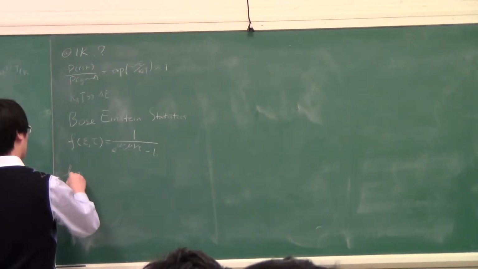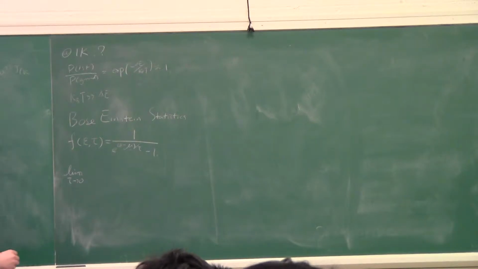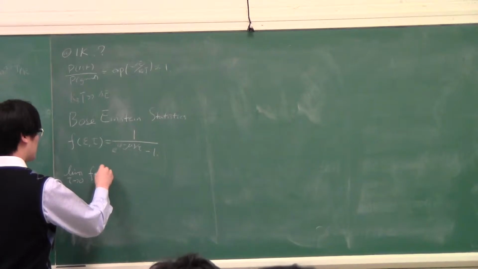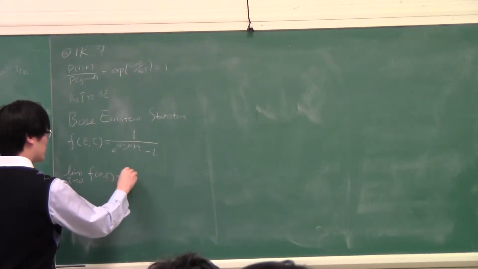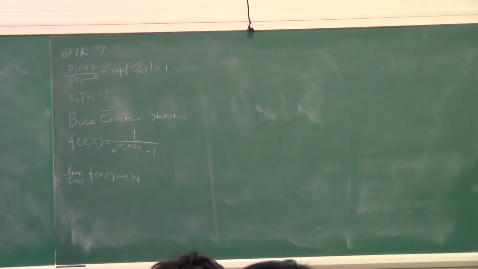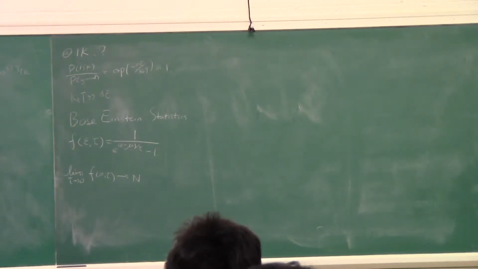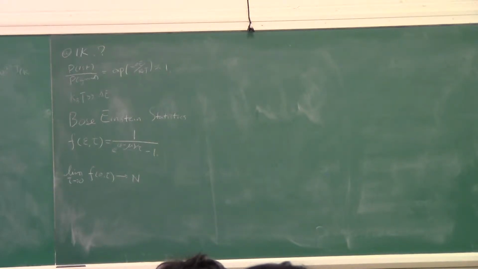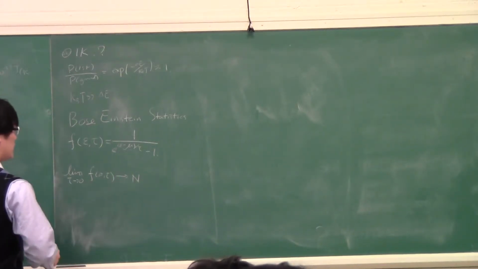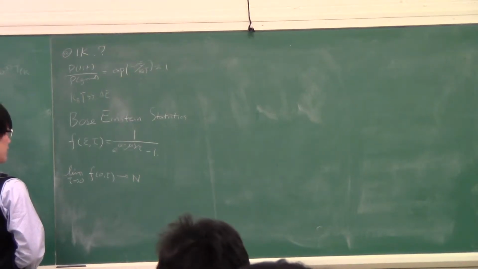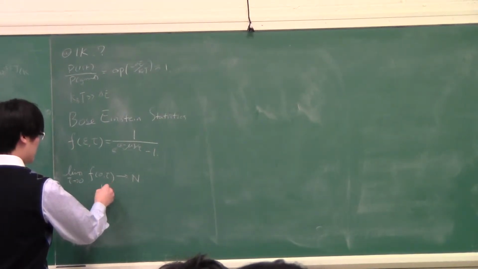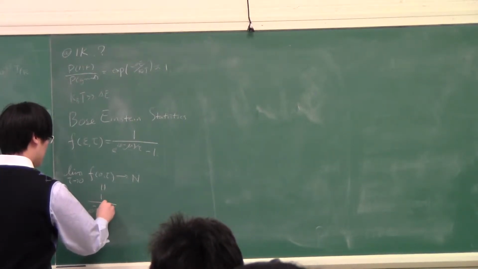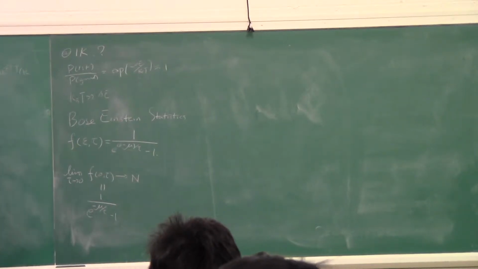Our previous discussion tells us that in the limit as tau goes to 0, the ground state occupation, which is f of 0, should go to the total number of particles. When I take the temperature to the 0 limit, every particle should be frozen in the ground state. So if we take the limit, it should go to N. This is equal to what? 1 over e to the minus mu over tau, minus 1.